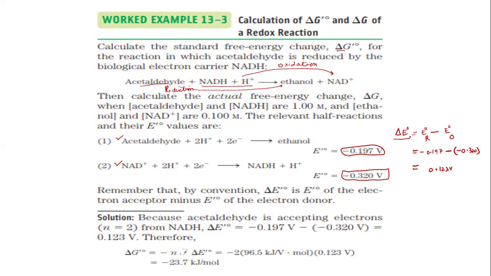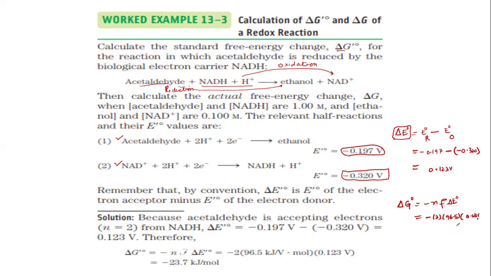And once we have delta E naught, if we get a positive value of delta E naught, it means the reaction is possible. So by putting the value in minus nF delta E naught, here two electrons are being transferred, as you can see here. So the number of electrons will be 2. Faraday constant is 96.5 kilojoule per volt. And then delta E naught is equal to 0.123 volt.